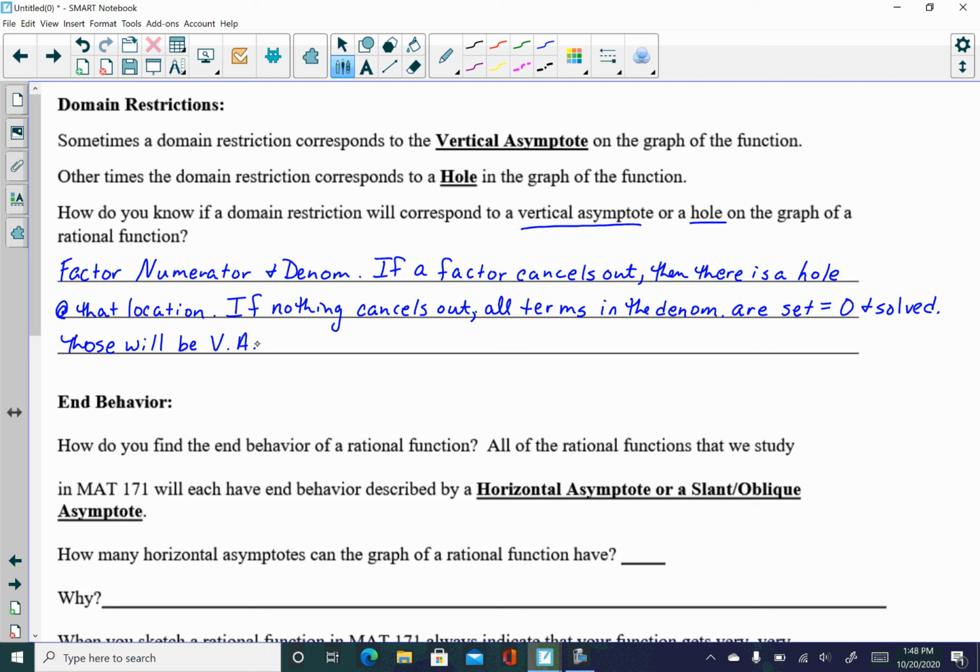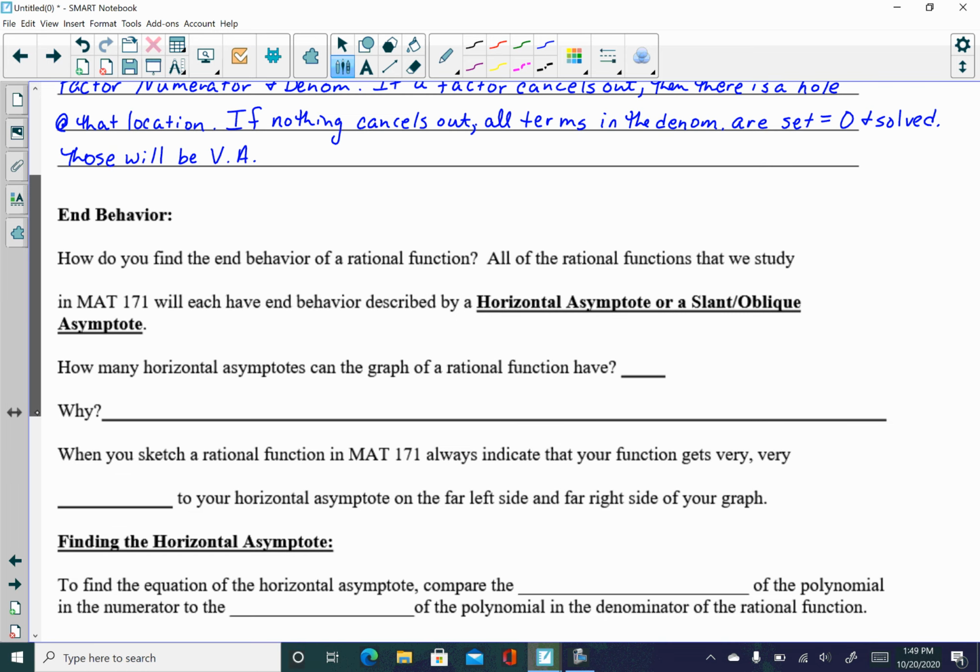Just going to abbreviate, okay? So essentially, you're going to factor. We've been doing that, okay? So you're going to factor your numerator and denominator. If you have a factor that cancels out, that's going to create a hole. And if you don't have anything that cancels out, then everything in your denominator will correspond to vertical asymptotes. All right, so just below that, and we'll hammer this out with some specific examples here in just a moment.